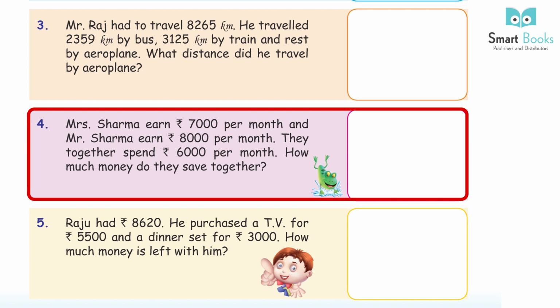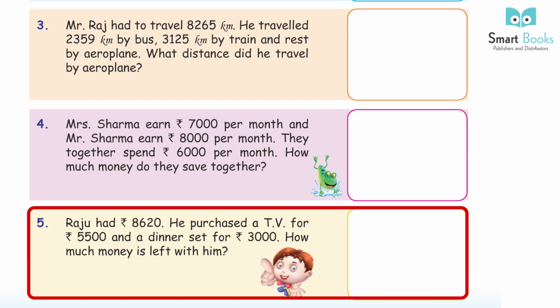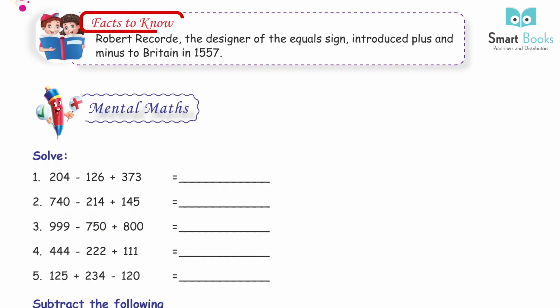Question 4. Mrs. Sharma earned rupees 7,000 per month and Mr. Sharma earned rupees 8,000 per month. They together spend rupees 6,000 per month. How much money do they save together? Answer 9,000. Question 5. Raju had rupees 8,620. He purchased a TV for 5,500 and a dinner set for rupees 3,000. How much money is left with him? Answer 120.